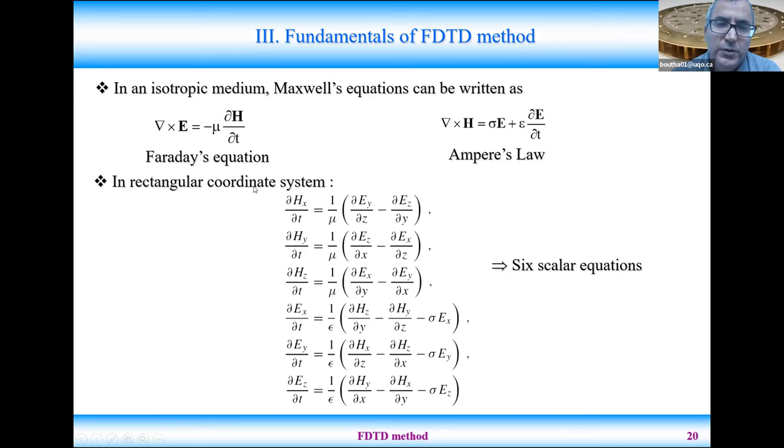In a rectangular or Cartesian coordinate system, we can write these two equations with six scalar equations. So now we don't have vectors, but only the components, Hx, Hy, Hz, Ex, Ey, Ez. So the components of the magnetic field and electric field. In all these equations, they are partial differential equations that use first derivatives. You can see here, you have the first derivative with t, first derivative with z, first derivative in y, etc. So if we use finite difference, we're going to use the finite difference equation that we have seen before for the first derivative.